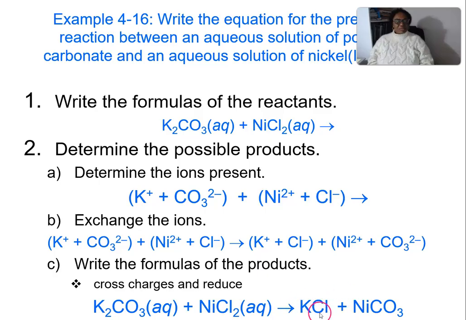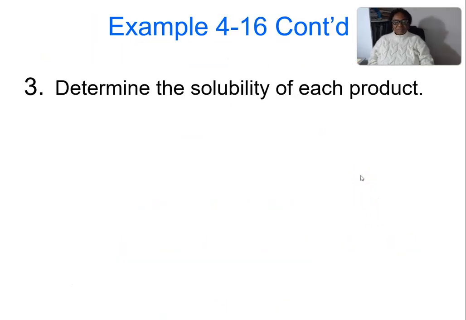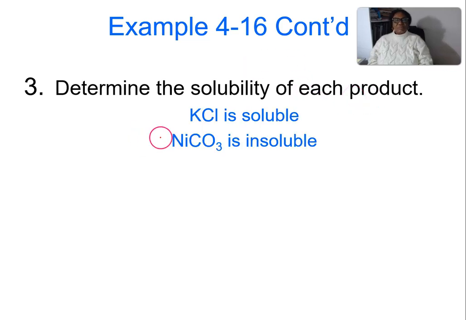Then we go to the solubility rules and find out what these are. Is it aqueous? Is it solid? Is it gas? Now we are going to our solubility rules. So determine the solubility of each product. From our solubility rules, all group 1 compounds are soluble. But the carbonates are insoluble except those of group 1. So this one is insoluble.